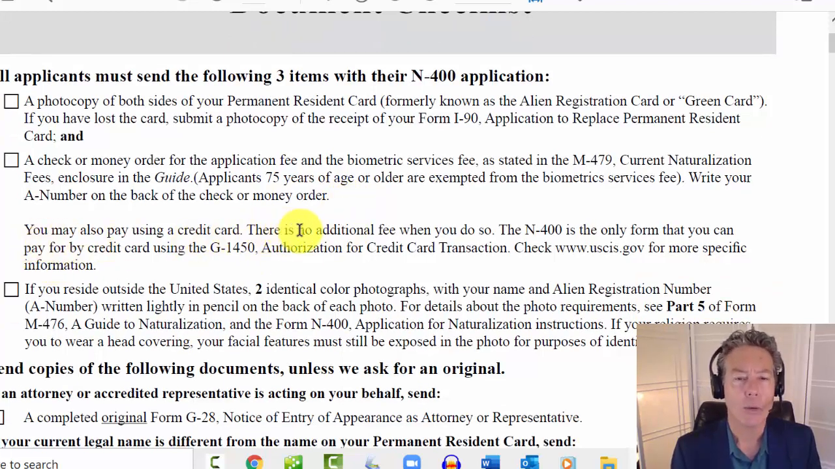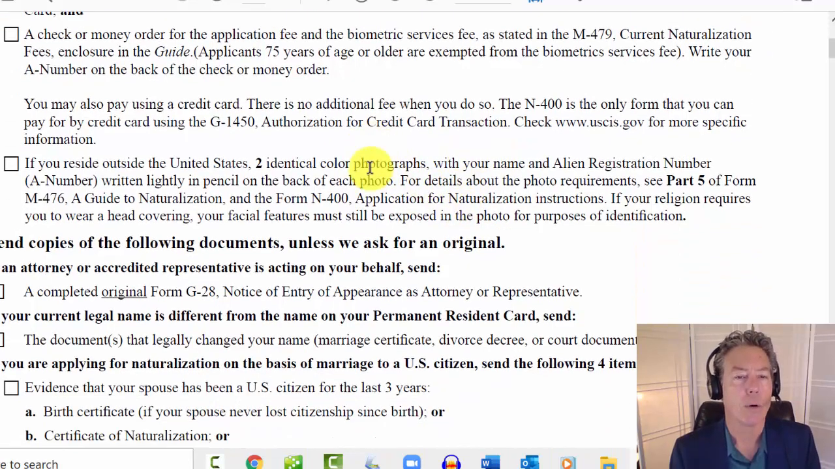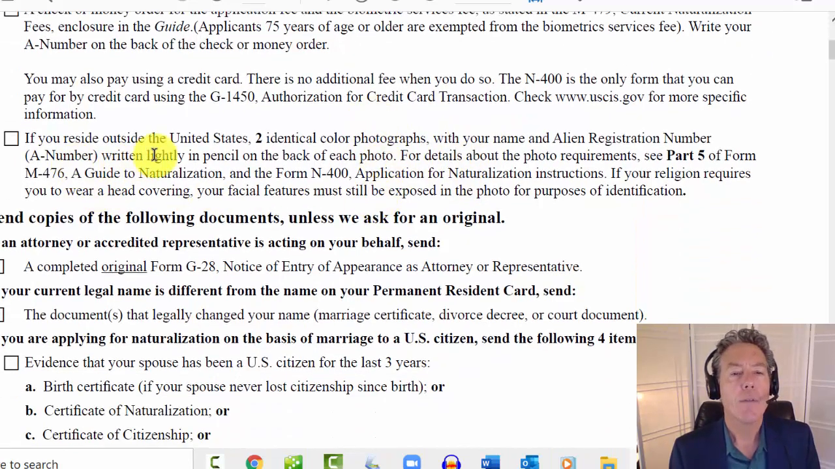You may also pay using a credit card. There's no additional fee when you do so. N400 is the only form you can pay for by credit card using the G-1450, Authorization for Credit Card Transactions. So if you want to do that, you just fill out that form and put it in there with your N400. Okay, 3. If you reside outside the United States, okay, right there.